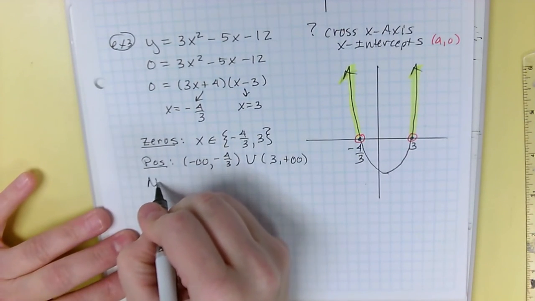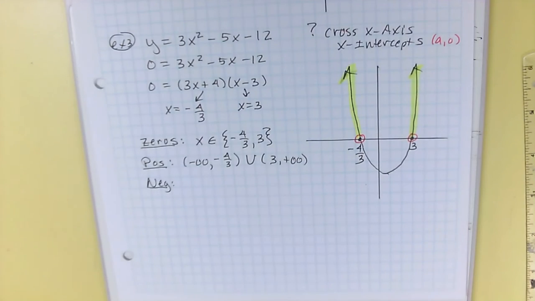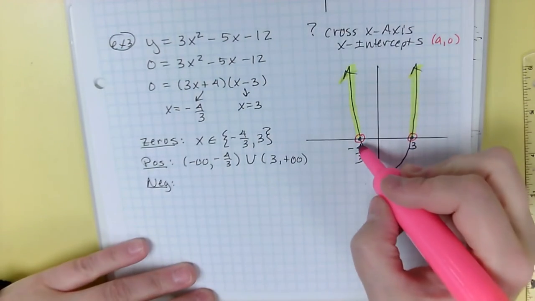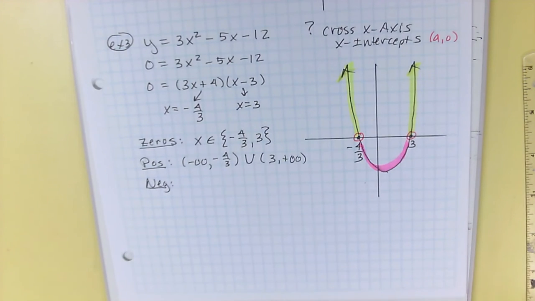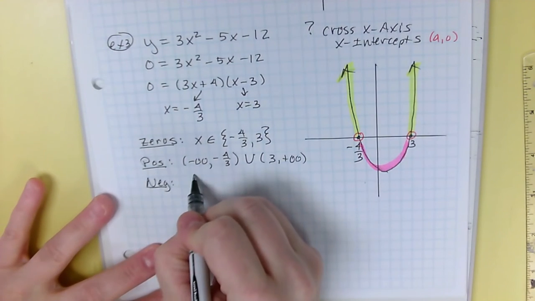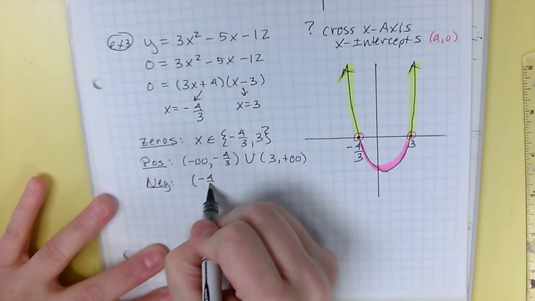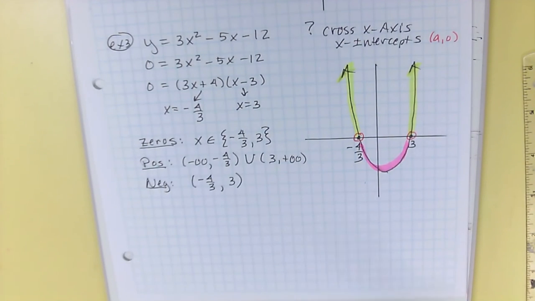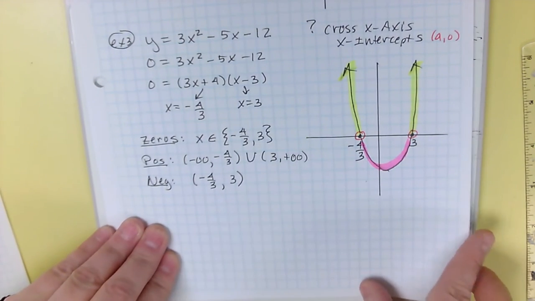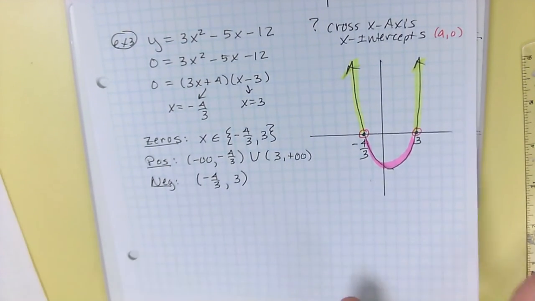Okay, so the last interval we need is the negative interval, which in this graph is this piece right here. That's where y is less than 0. And it's just one piece, so we can use the interval notation negative 4/3 exclusive up to 3 exclusive. So that's how you work with an actual equation to find the zeros. Let's do one last one like that. And then that will wrap it up for today.